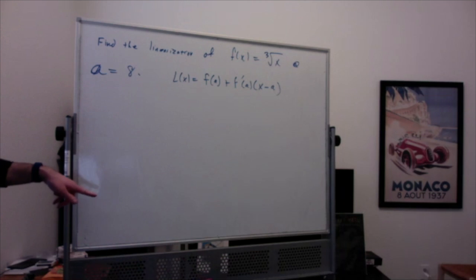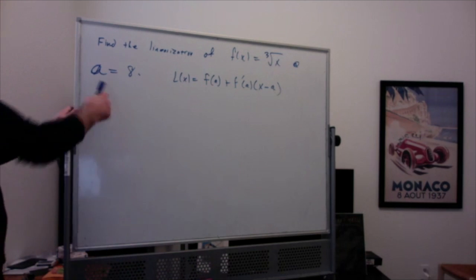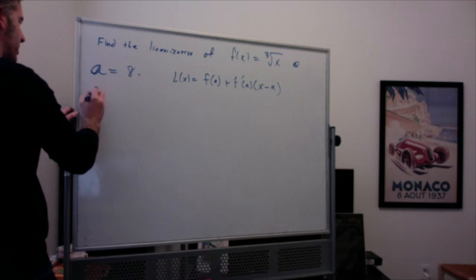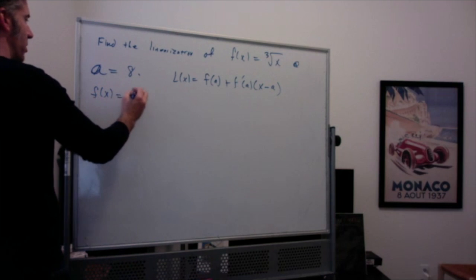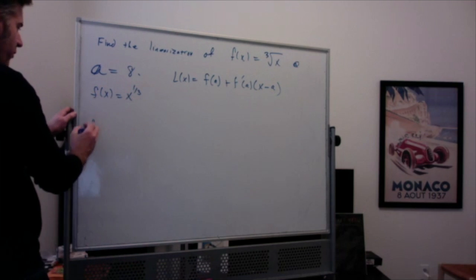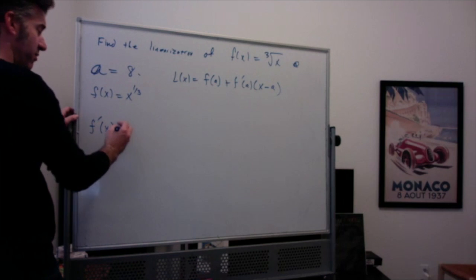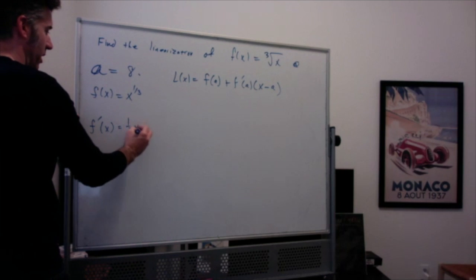We need to identify a few things. Well, in fact, they're already pretty much identified for us. A is 8. f(x) is the cube root of x, or x to the 1/3. And f prime of x, just take the derivative, is 1/3 x to the negative 2/3.